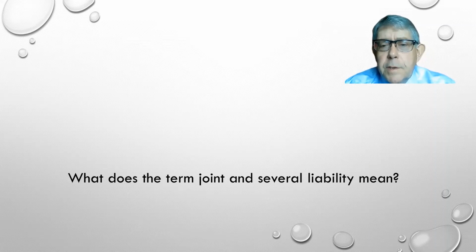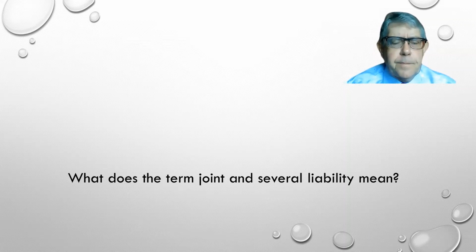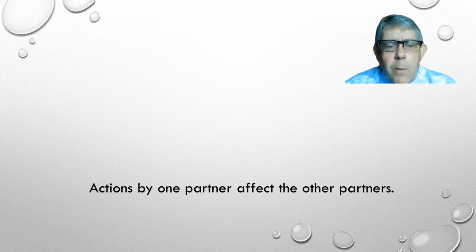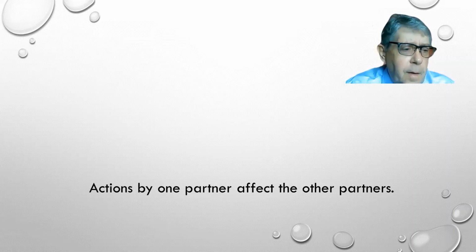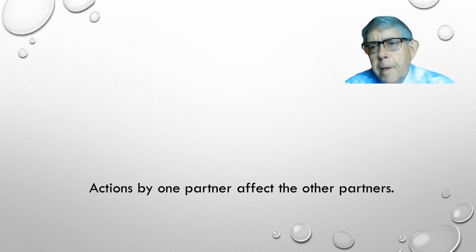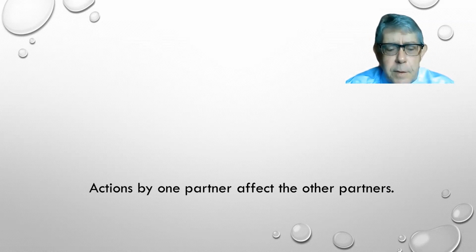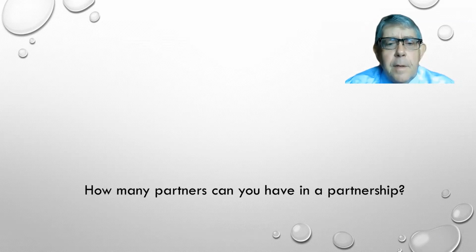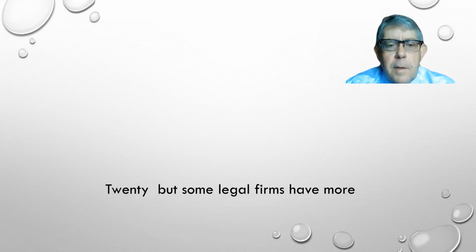What does the term joint and several liability mean? It's where actions of one partner in a partnership affect the other partners. So if one partner makes a very poor business decision, that would be applicable to all the partners, not just the individual who made it. How many partners can you have in a partnership? 20, but some legal firms have more.